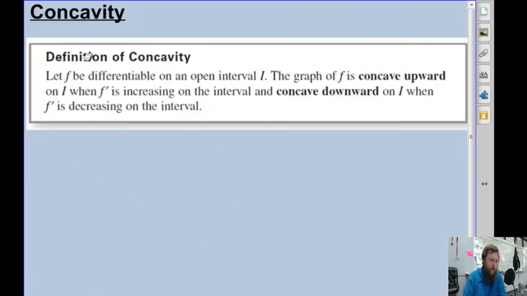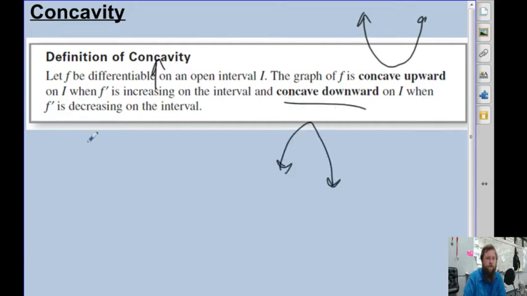I'm going to define concavity as follows: if you have a function f that is differentiable on an open interval, the graph of f is concave upward, and looks like this, when f prime is increasing, so the derivative is increasing, and concave downward, which looks like this, when f prime is decreasing. So where does that look graphically?